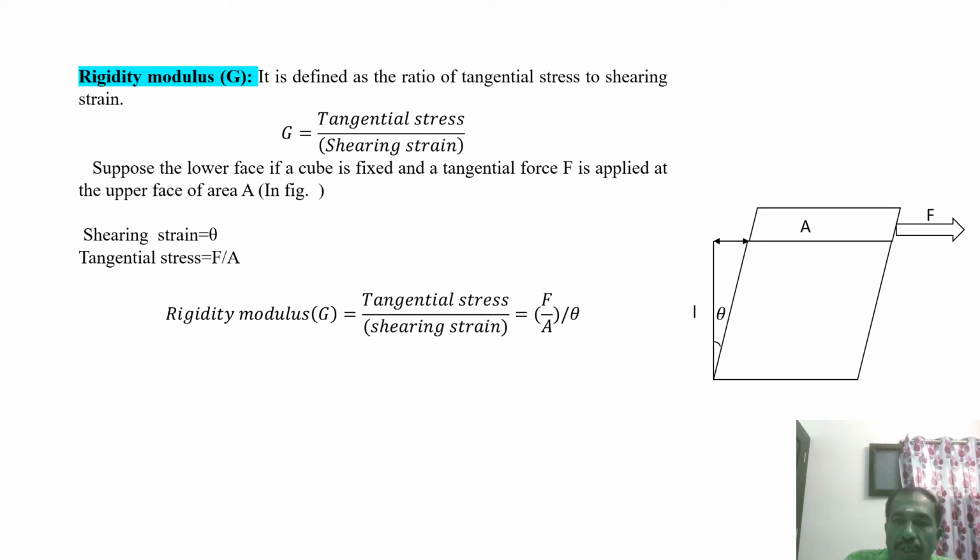The cube has a tangential force applied on the upper face, so there is a small change in the dimension. Therefore, the shearing strain is called theta. The tangential force applied on the system is force per unit area. Therefore, the rigidity modulus G is tangential stress by shearing strain, that is, F by A into theta. So that is the formula for the rigidity modulus of the particular material.